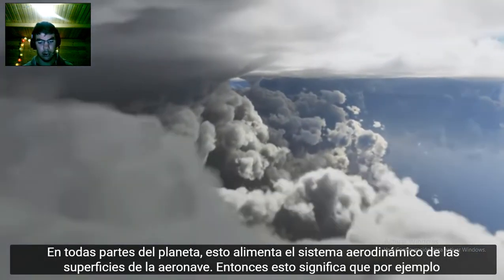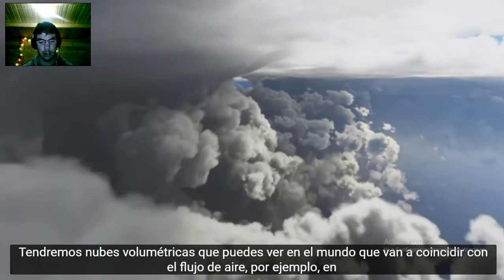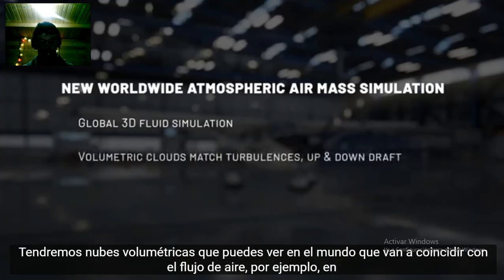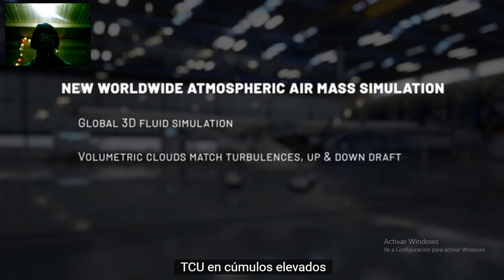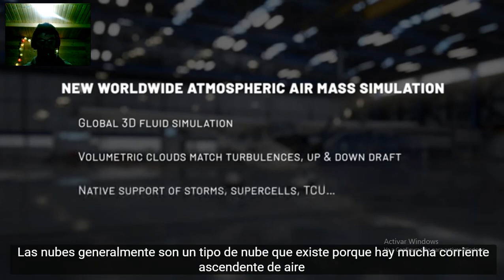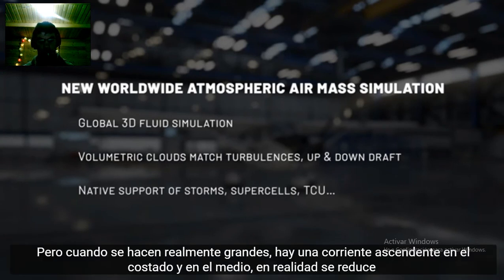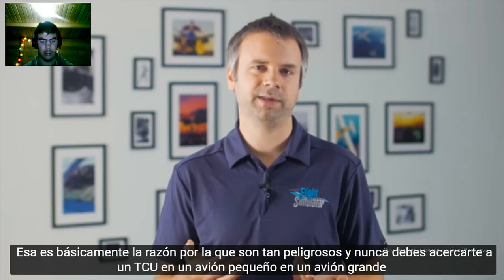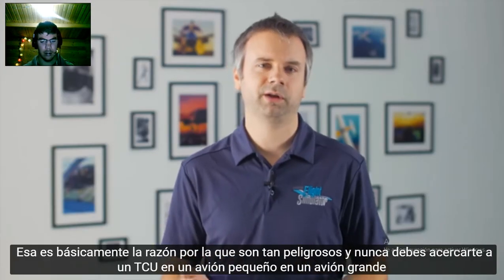So this means that, for example, we will have volumetric clouds, which you can see in the world. On TCUs, on towering cumulus clouds. TCU is usually a kind of cloud which exists because there's a lot of updraft of air. But when they get really big, there's an updraft on the side, and in the middle it actually goes down. That's basically why they're so dangerous, and you should never in a small aircraft get close to a TCU.